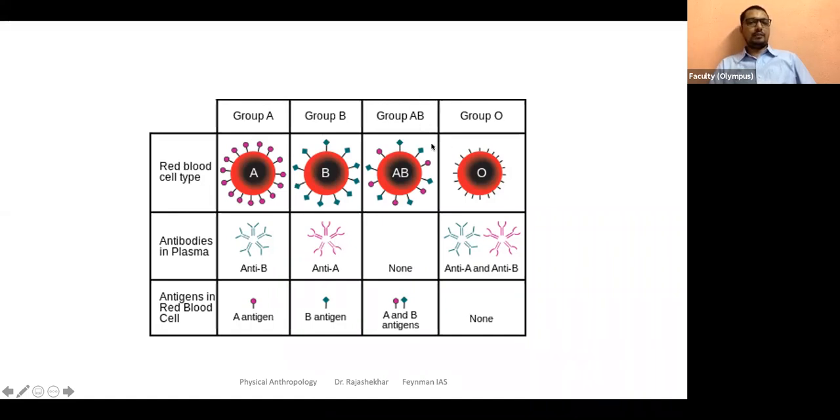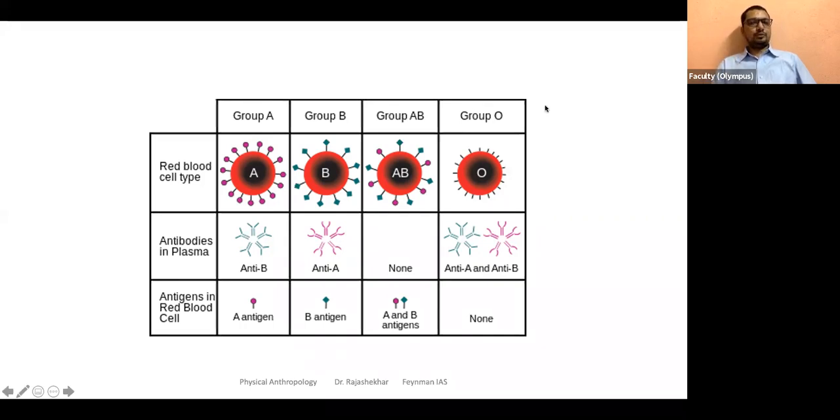What about a person with AB blood group? They have both A and B. Can they tolerate having antibodies against A or antibodies against B? No, neither. Neither of those antibodies are present. So AB blood group people have no antibodies against A and B.